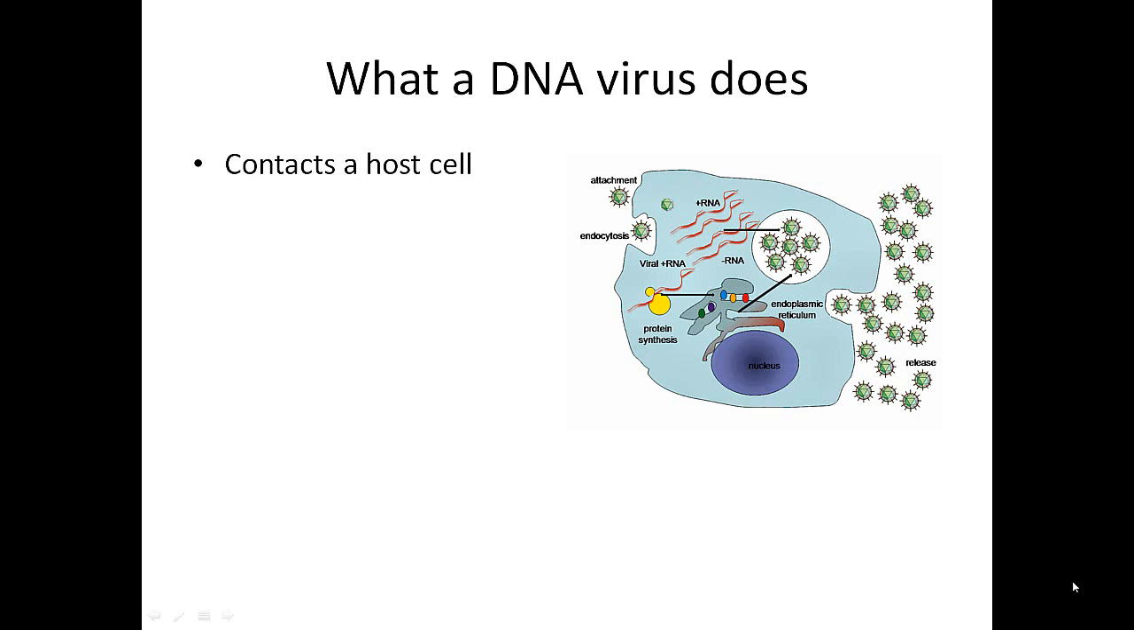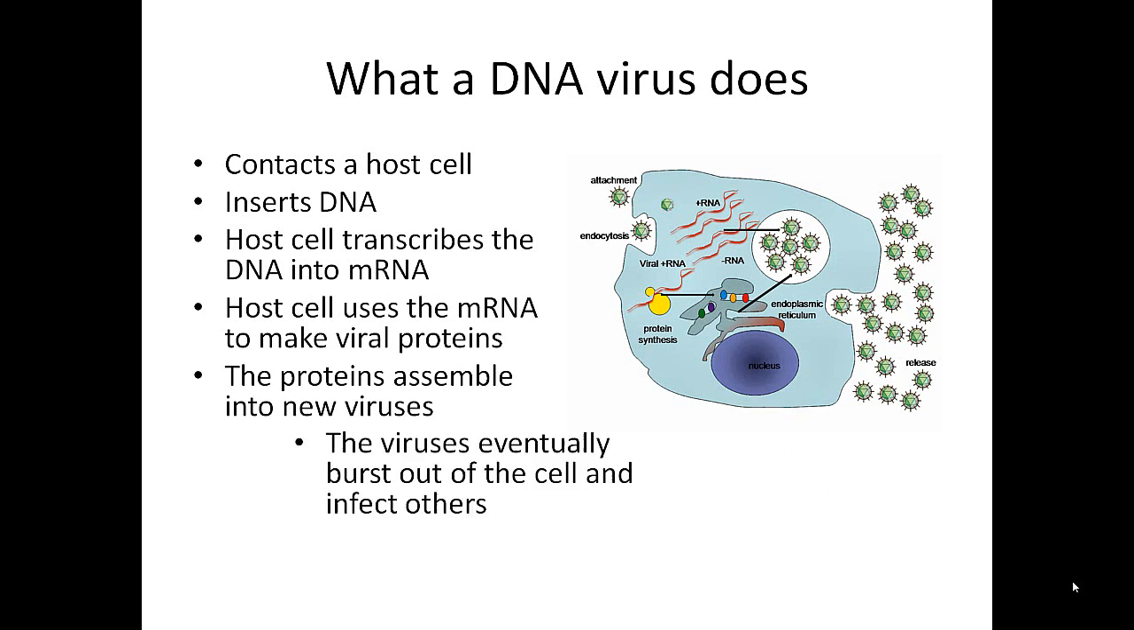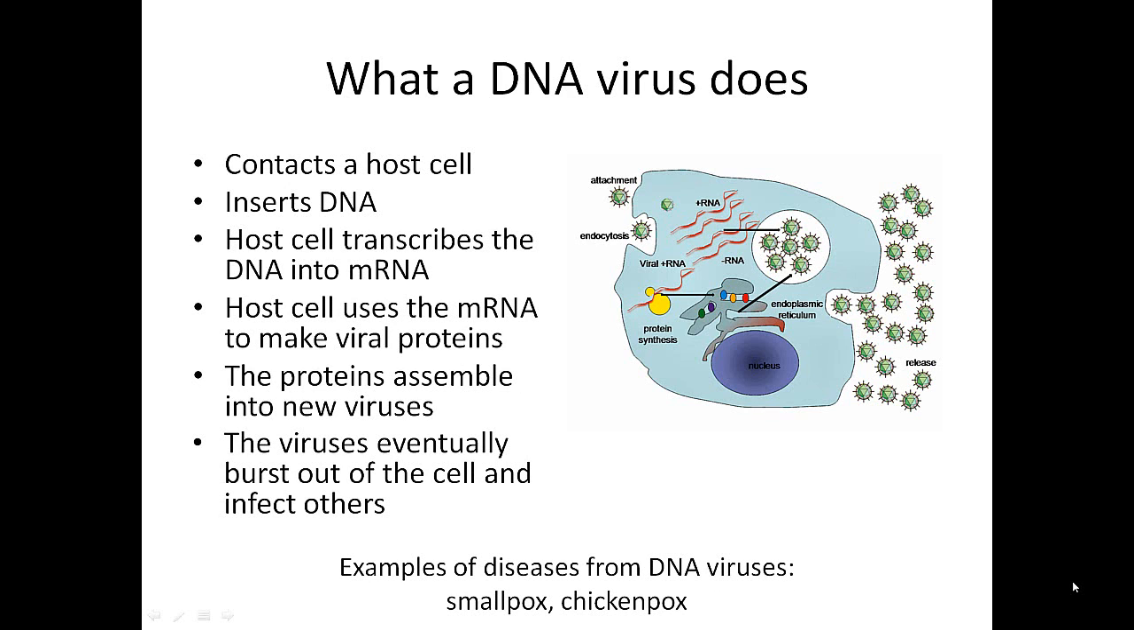A DNA virus, again similar but one extra step, gets inside the host cell, inserts its DNA, and now the extra step, we have to take the DNA, we make it into mRNA, and again, if this is happening inside you, your machinery is doing this for the virus. The mRNA is then taken to a ribosome, made into proteins, the proteins assemble, the viruses build up and burst out and go attack other cells. Notable DNA viruses: smallpox, chickenpox. There's many, many more, but these are just two that I picked out.